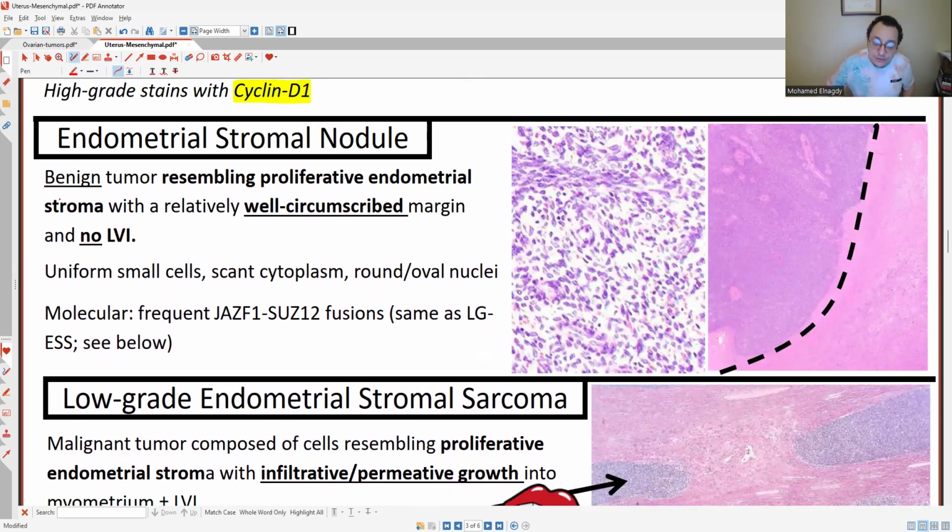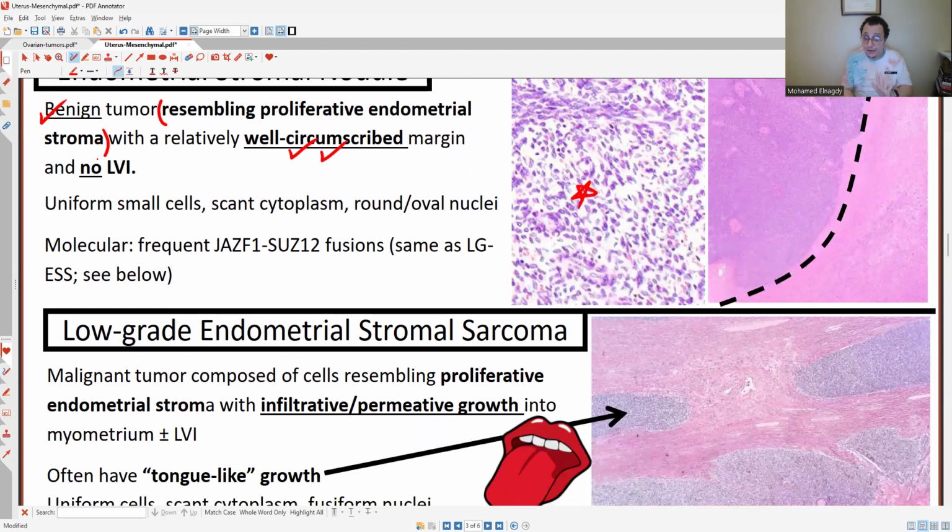The endometrial stromal nodule is only a single one. You see only a single lesion, very well circumscribed, with no lymphovascular invasion. It's not sending any infiltrative edges into the myometrium. Under the microscope it resembles the proliferative endometrium, resembling proliferative endometrial stroma. That's benign. That's endometrial stromal nodule. It's CD10, ERPR positive, and cyclin D1 negative, okay?